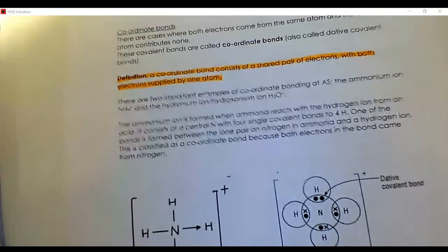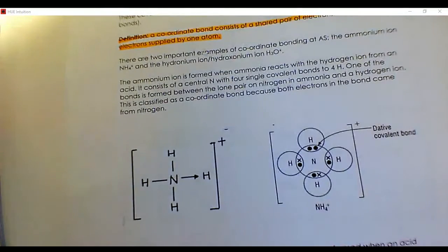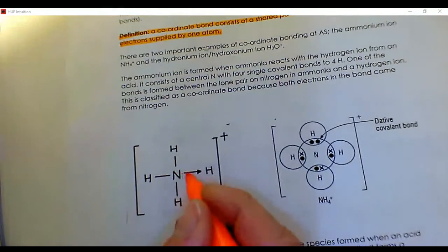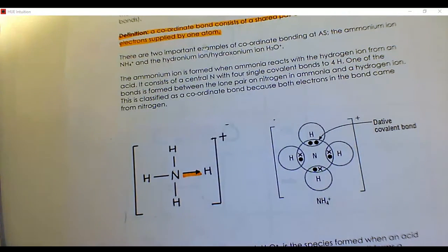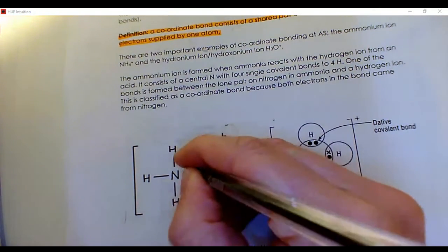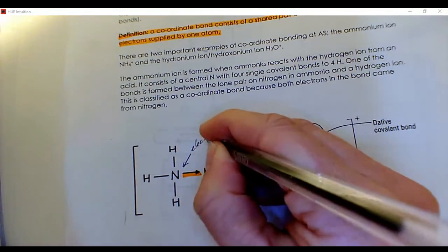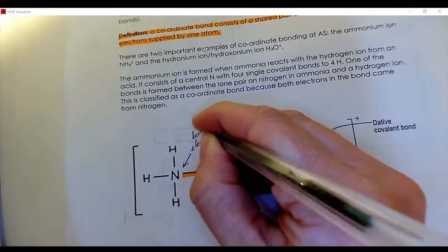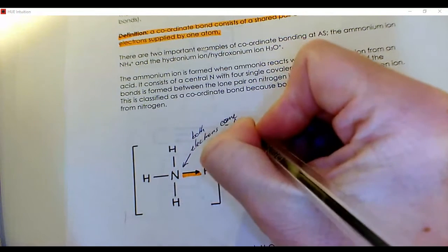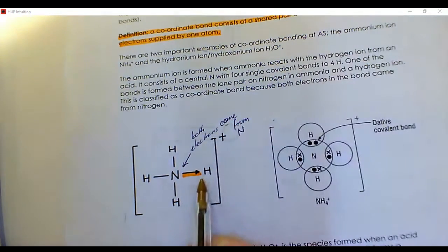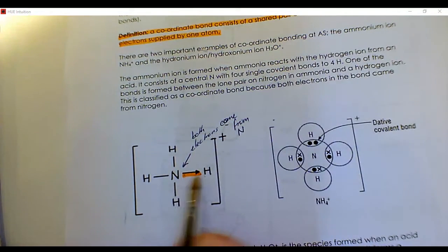The first thing to note is, if you want to represent a coordinate bond, you just draw a line, so that would be a single covalent bond, and you put an arrow at the end. What that arrow says is that the electrons came from here. So both electrons come from nitrogen, and the arrow is pointing to the hydrogen, so they go from the nitrogen and they're shared with the hydrogen.